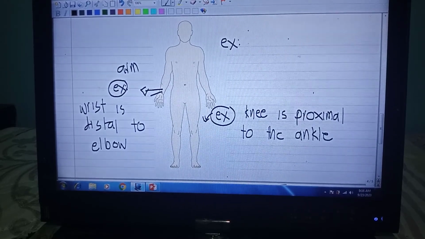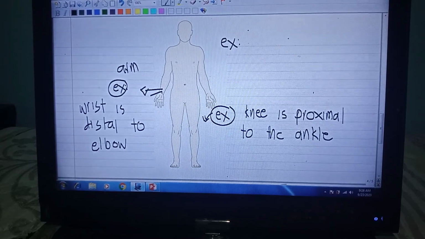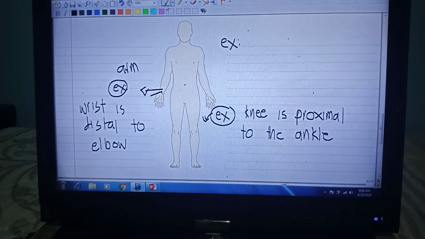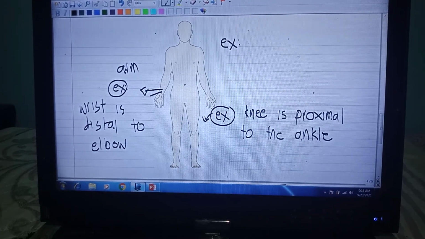Okay, distal to your elbow. Bakit distal, sir? Okay, it is further away from where the arm or leg inserts into the body. So yun yung ating proximal or distal. Proximal, closer. Distal, away from the body.